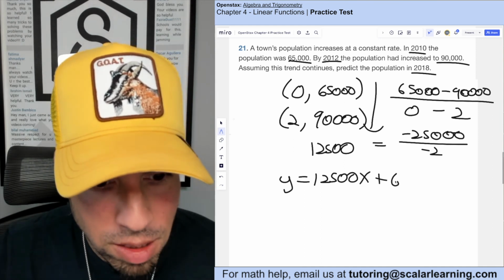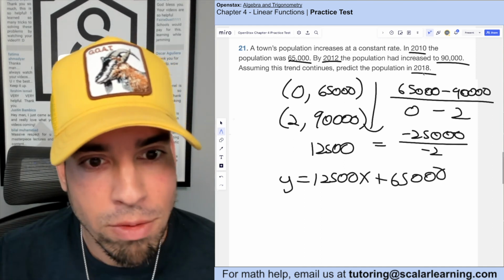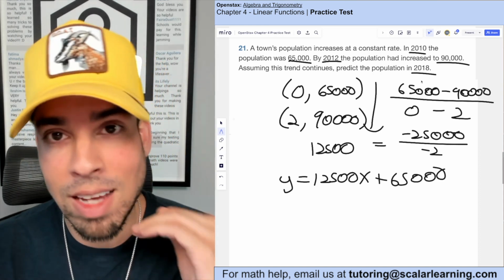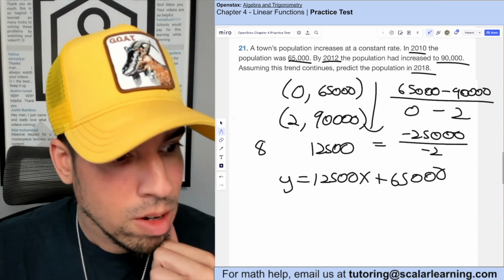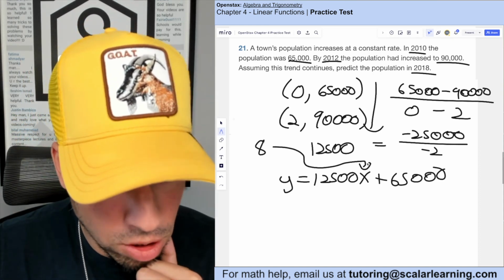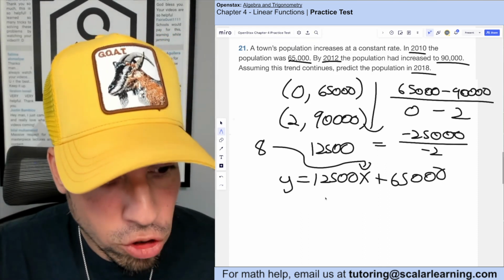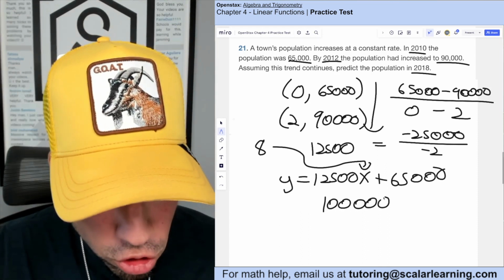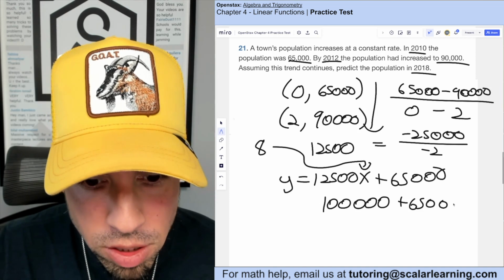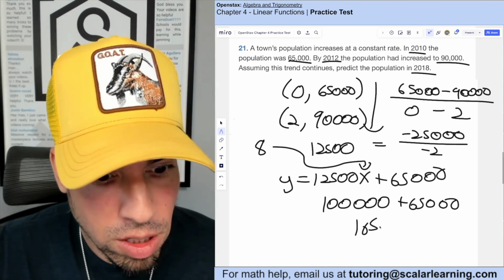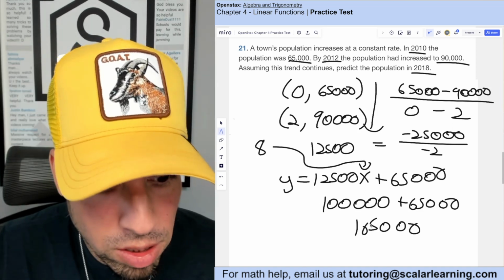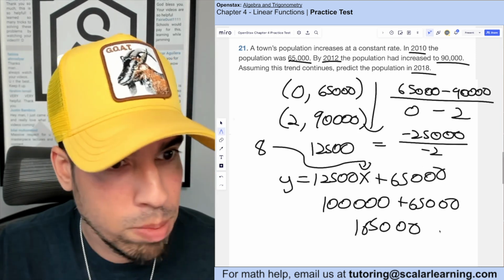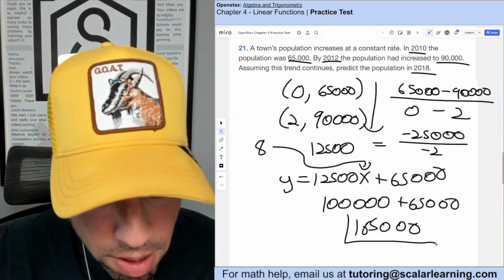y equals 12,500x plus 65,000. Now if we're trying to figure out 2018, again, that's 8 years from 2010, meaning we plug 8 in for x here. So 8 times 12,500 is actually exactly 100,000. And then 100,000 plus 65,000 gives us 165,000 as a prediction. So it would be a population of 165,000.